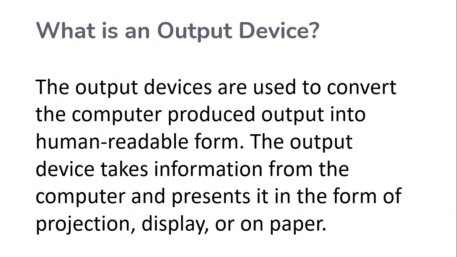What is an output device? Output devices are used to convert the computer-produced output into human readable form. The output device takes information from the computer and presents it in terms of projection, display, or on paper. So, in other words, an output device translates what is processed by the computer system into a form that the user could understand.